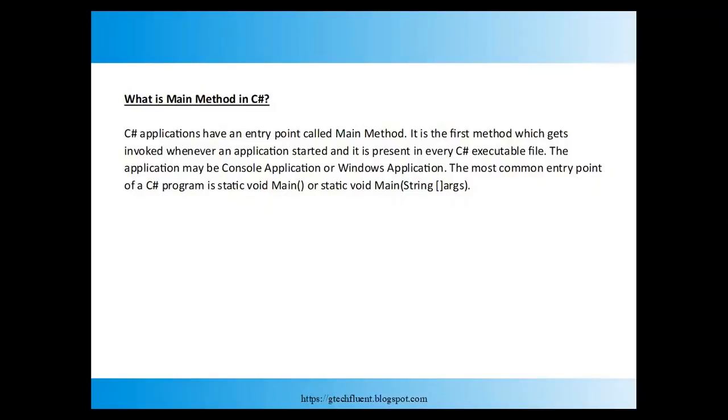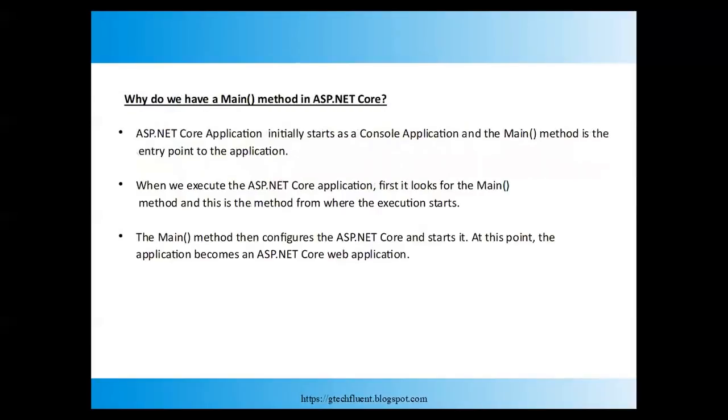You may have a doubt or a question: as we are not creating a console application, why do we need a main method in an ASP.NET Core web application? So let's check. The most important point you need to keep in mind is that an ASP.NET Core application initially starts as a console application, and the main method is the entry point to the application. When we execute the ASP.NET Core application, it first looks for the main method, and this is the method from where execution gets started. This main method is responsible for converting your console application to your ASP.NET Core web application.